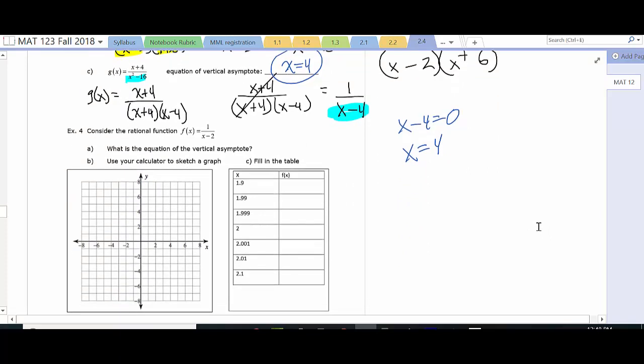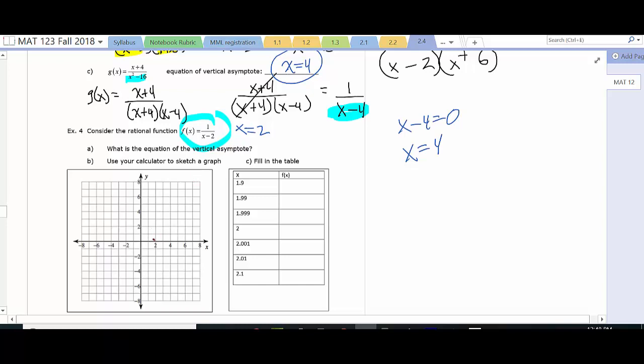All right. So first of all, this is a problem I want you to be able to do in your head. Okay, what would make the denominator 0 in your head? 2, okay? All right, so that means your vertical asymptote is x equals 2. Okay, now we're going to do a graph on this, but we're going to use our calculator to help us a little bit with this.